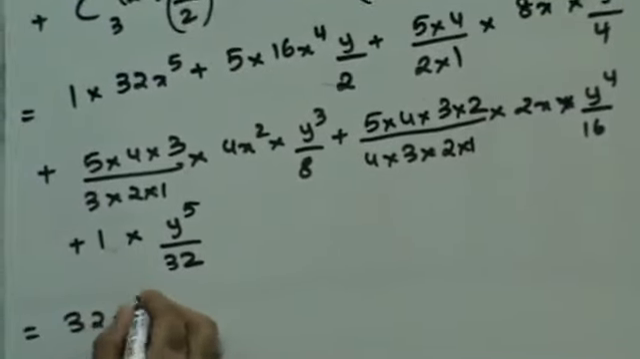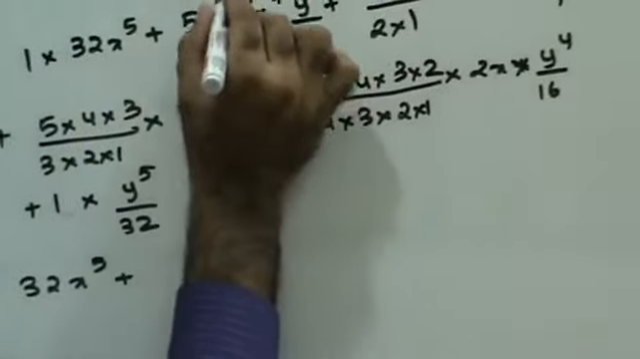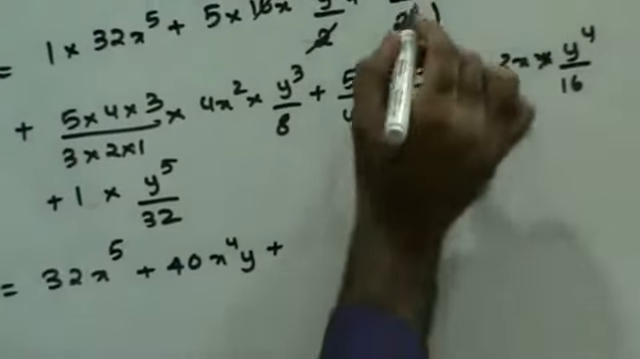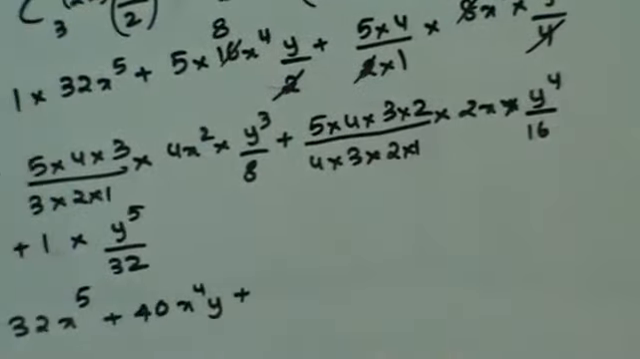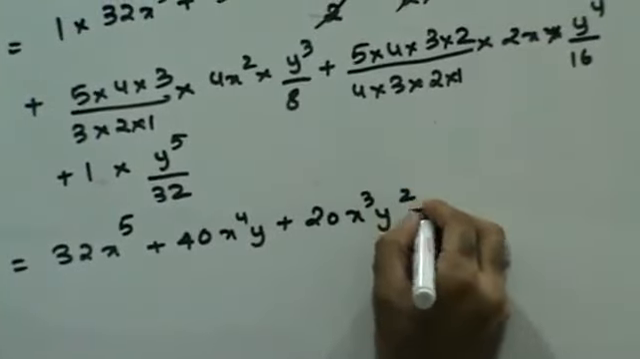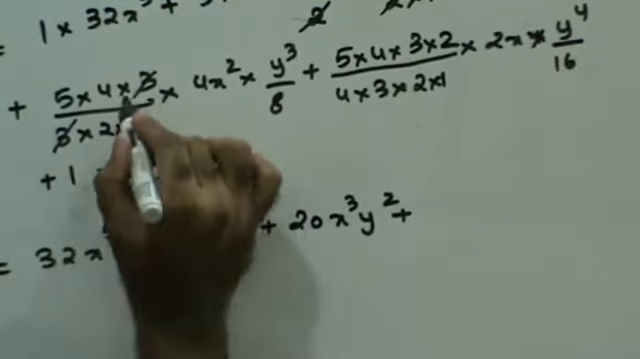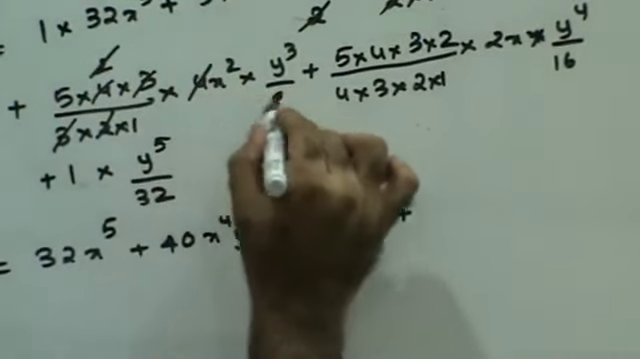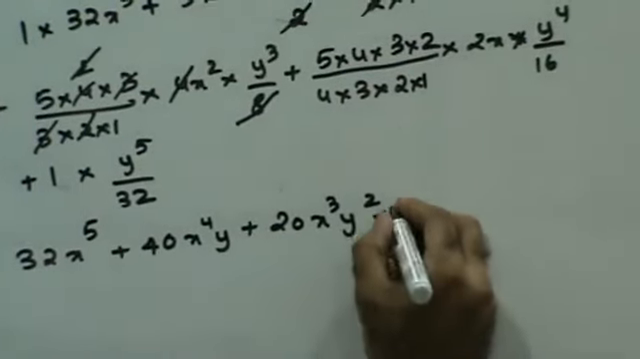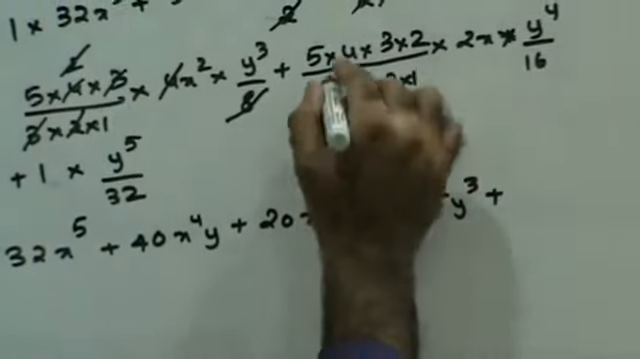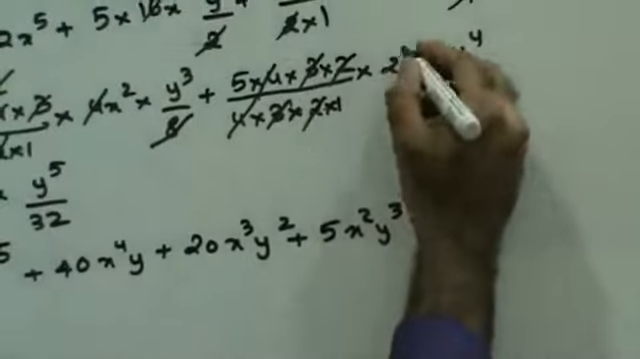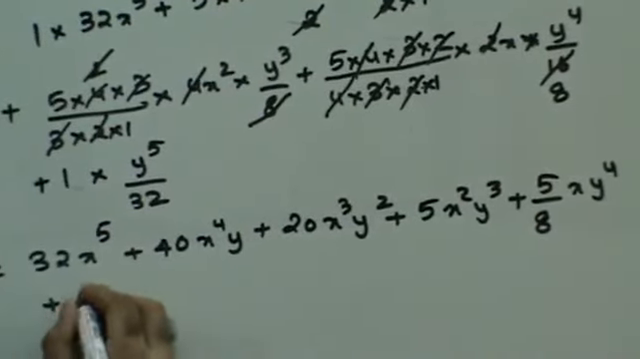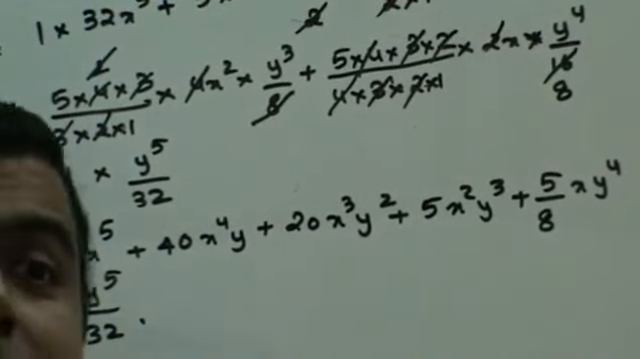Now, this is going to be 32x raised to 5, 16, this I can cancel as 8, 8 5s are 40, x raised to 4y plus 4 2s are 8, 5 4s are 20, x cube y square plus, you have 3 and 3 getting cancelled, you have 2s are 4, 2s are 8, 8 and 8 get cancelled, so what will remain is 5x square y cube plus 4 is gone, 3 is gone, 2 is gone, 2 1s are 2, 8s are, so 5 upon 8 x y 4 plus y raised to 5 upon 32. That will be the expansion of this. Fine, do we get this in here?